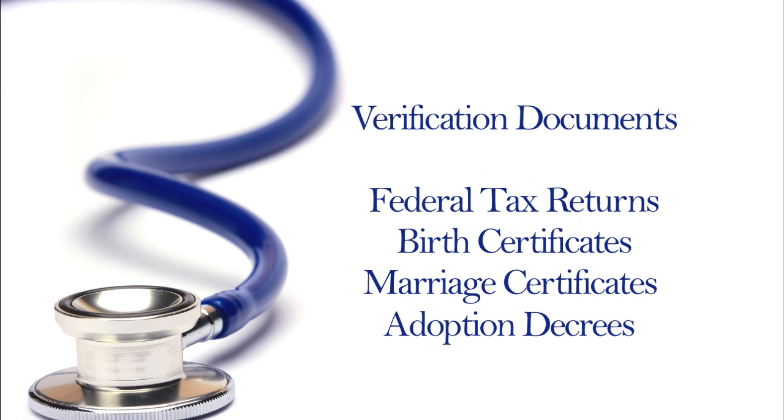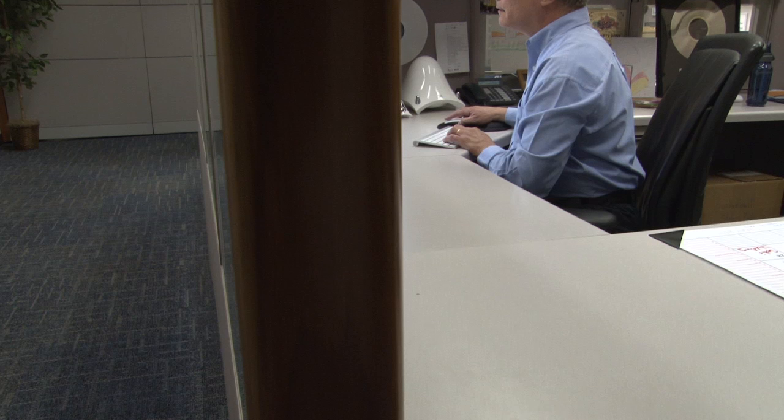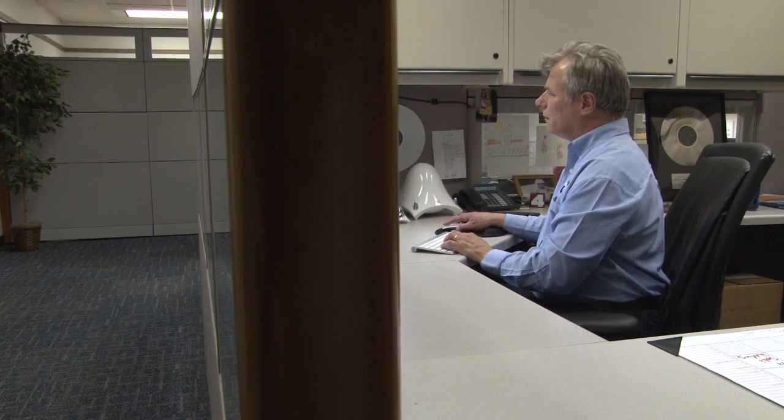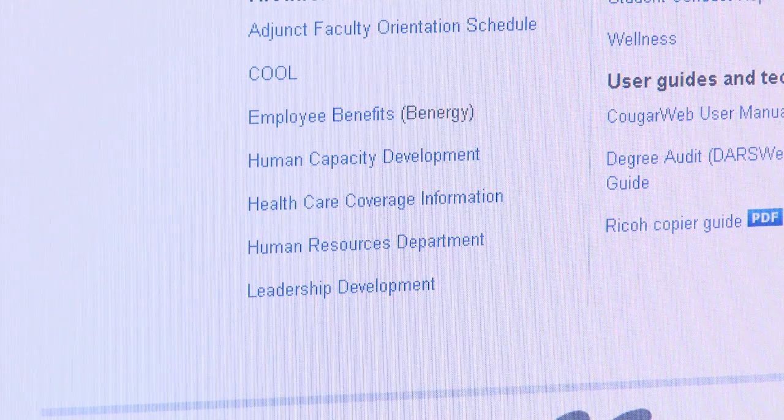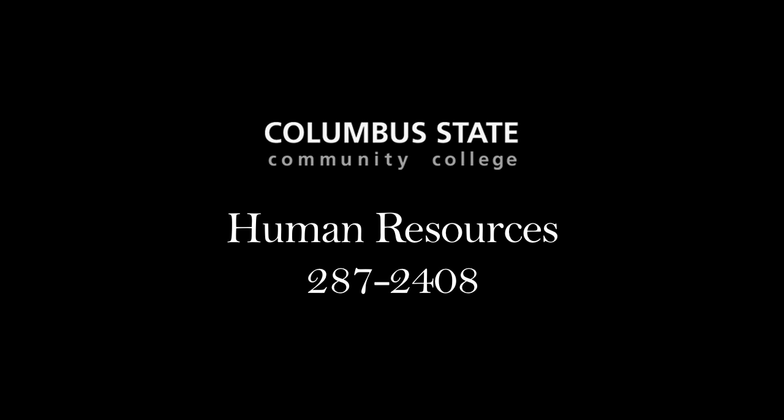Forms that might be required include federal tax returns, birth certificates, marriage certificates, or adoption decrees. There is a lot more information on the website. We're only covering the most asked about categories here. If you currently have a health savings account and wish to make changes to the withholding amount, there is a separate form for that. Human Resources can help you if you have any questions.